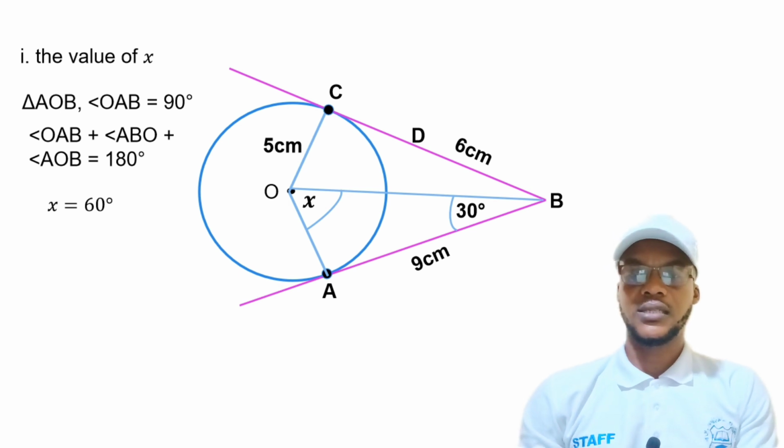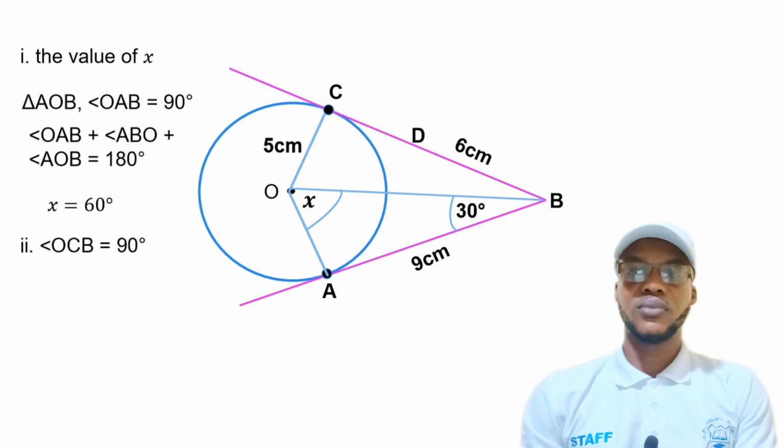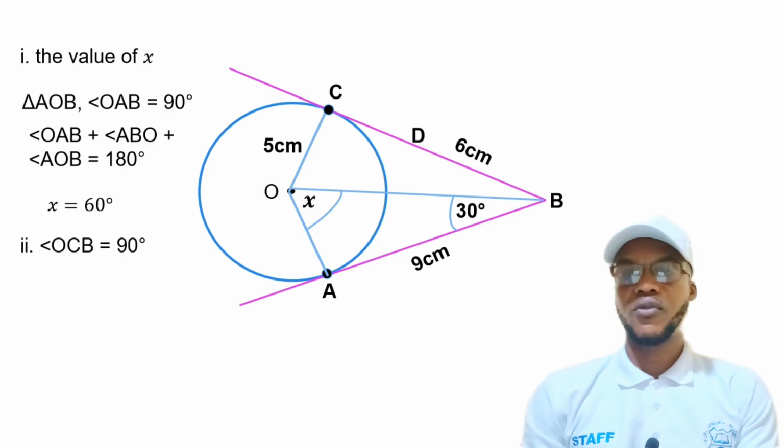So you see that it's very, very easy. Let's look at the second one. So we are to find OCB. And as I said, you know that that point also gives a right angle. So it is also 90 degrees. So question 2 is also answered.